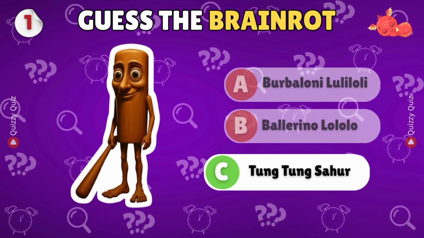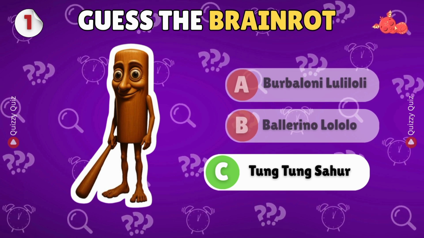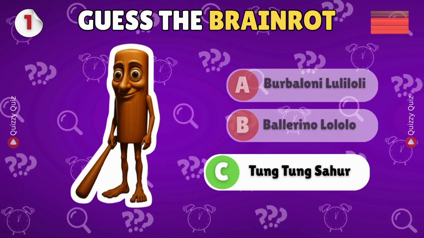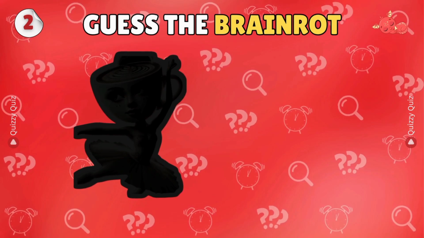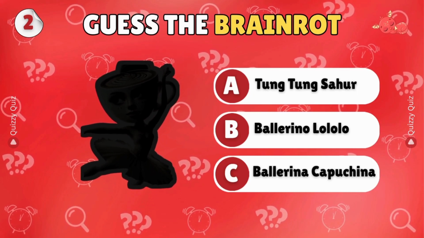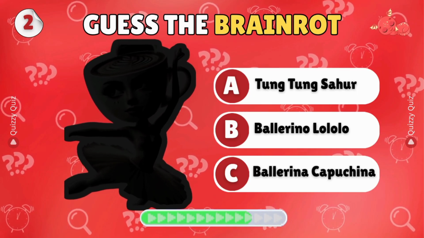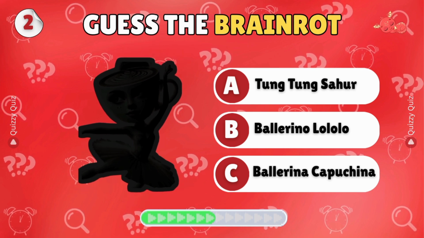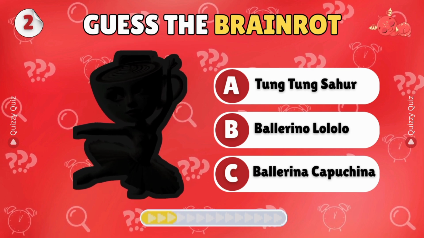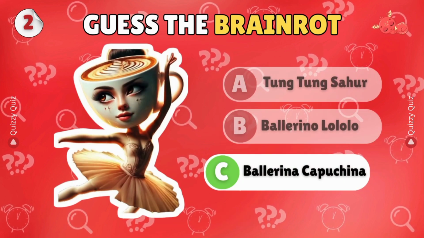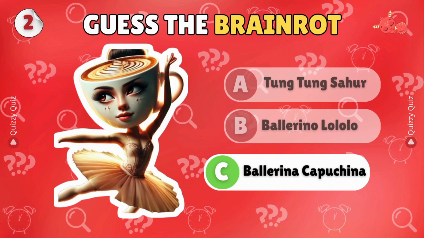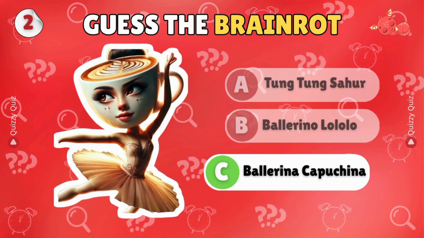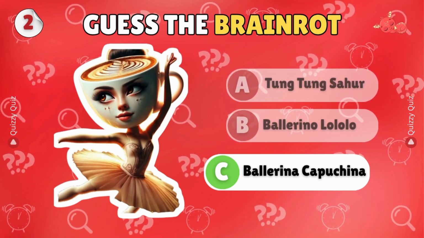Very good. It's option C. Tung Tung Sahur. Can you identify this one? You are right. It's option C. Ballerina Cappuccina.